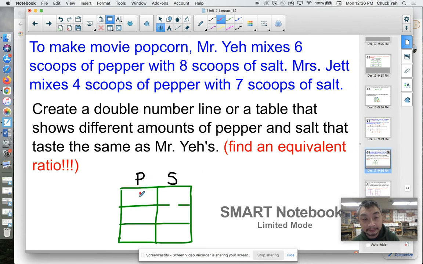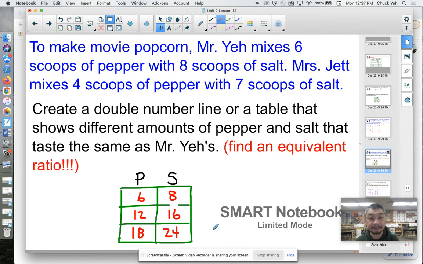So if I put 6 to 8 here for me, what's an equivalent one? Times 2 would be 12 to 16. Times 3 would be 18 to 24. So these are 2 ratios that would have the same flavor, that would taste the same as my 6 to 8 because they're equivalent. All right.